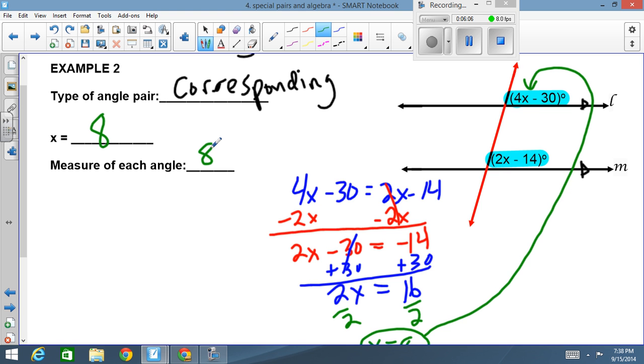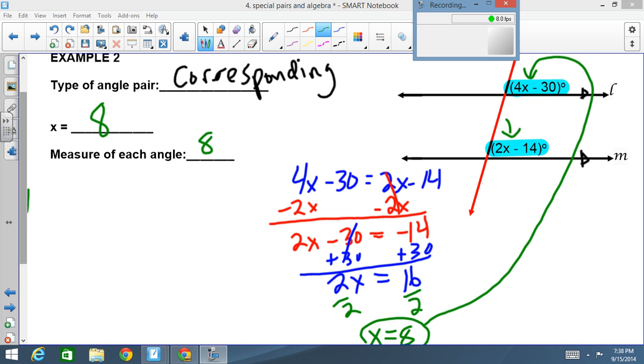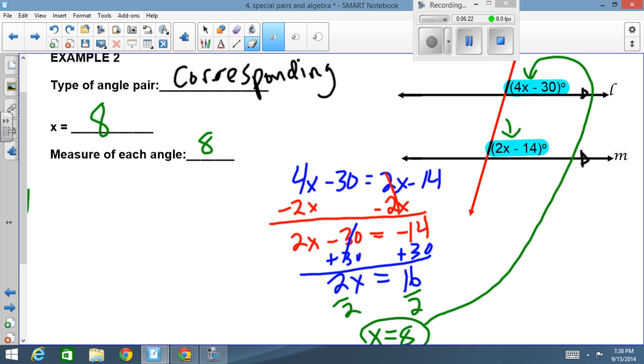If I take that 8 and put it here, did I do some improper math here somewhere? Yes, I did. Last I checked, when I do 32 minus 30, that is not 8, that is 2. Sorry about that. So then when I plug it into the second angle, 8 times 2 is 16. 16 minus 14 is also 2. 2 degrees is a super small angle. Never would have guessed that looking at the picture. That's why we never trust the pictures. Never trust the picture.